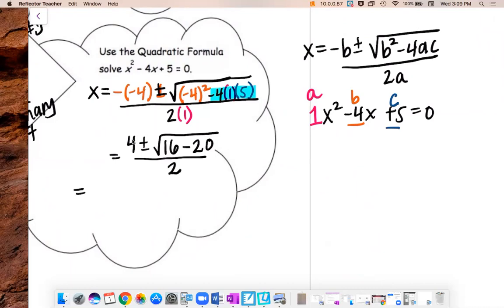Okay, then we're going to keep going. So 4 stays the same, plus or minus the square root. Now in here, this is 16 minus 20. So if I take 16 minus 20, we get -4 divided by 2.